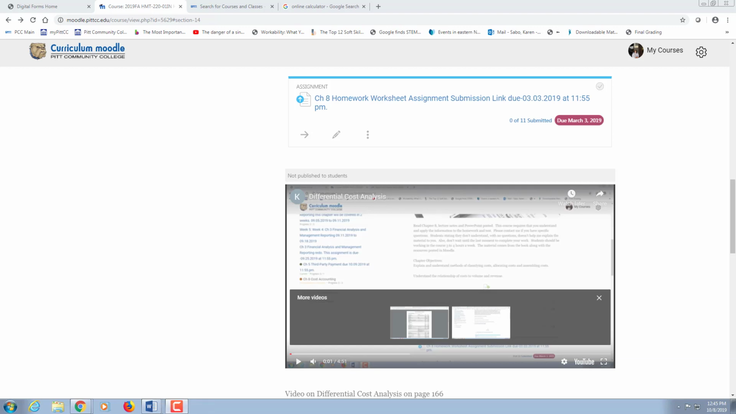Hello guys, we're going to start looking at the next problem. It's going to be job order costing, and this is where you're going to determine what the product cost is. If you go down to problem 8.2 on page 169, we'll briefly go through this problem.